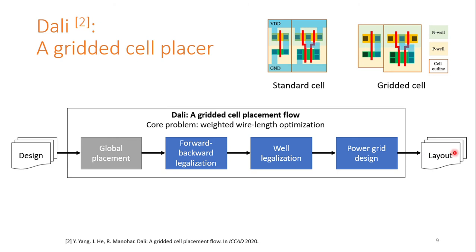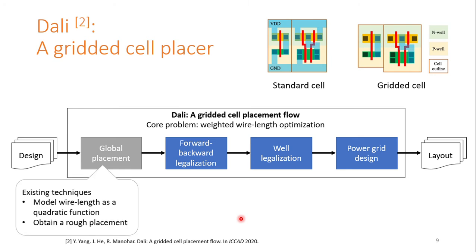Now let's go into details for each phase in DALI. For global placement, we leverage existing techniques. We model wire length as a quadratic function to obtain a rough placement.